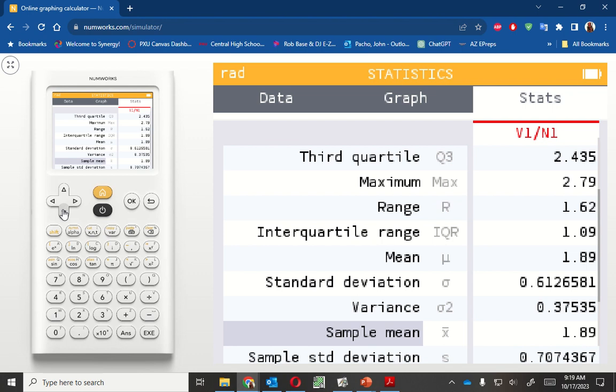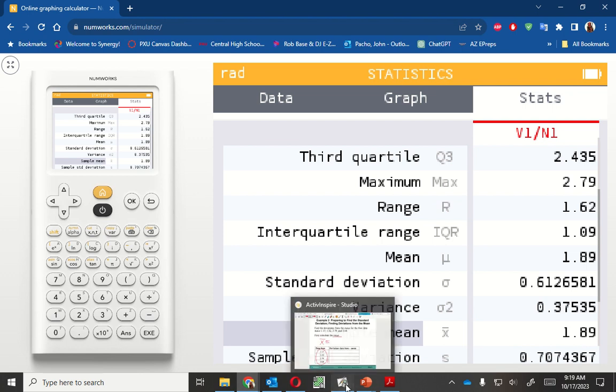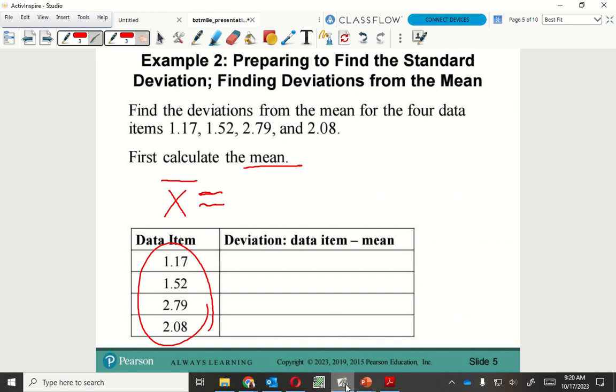Yes? Good. Are you guys writing that into the notes? Good. So my sample mean, X bar, 1.89.